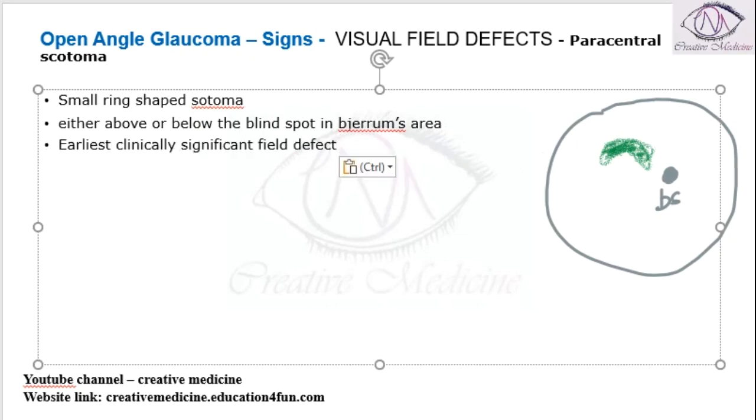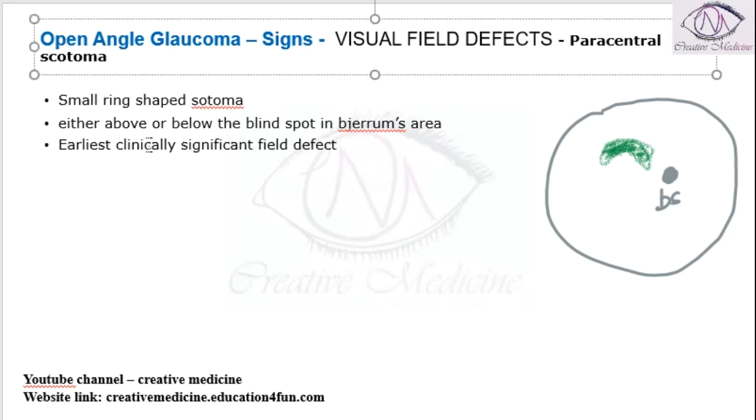This is actually the earliest clinically significant visual field defect. In open angle glaucoma, the earliest clinically significant visual field defect is paracentral scotoma.